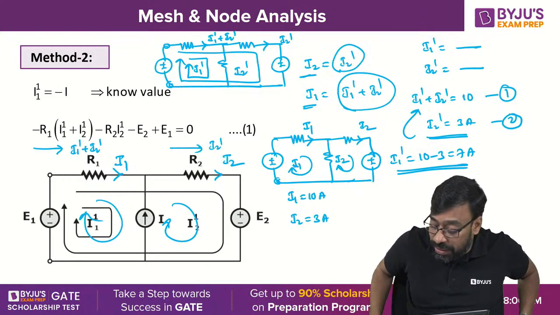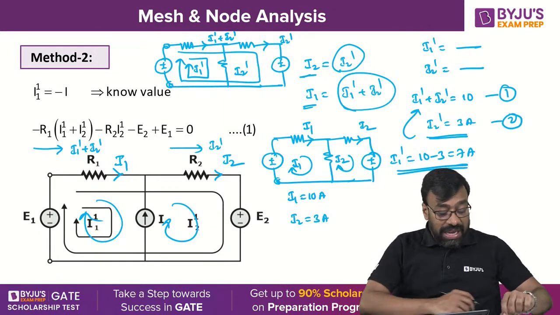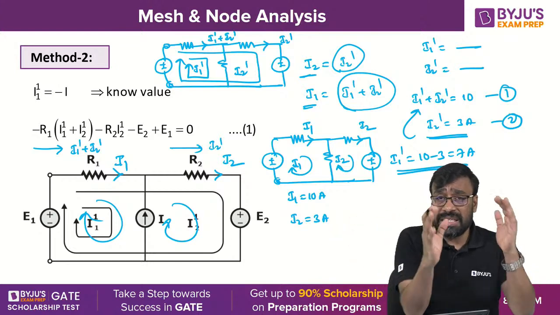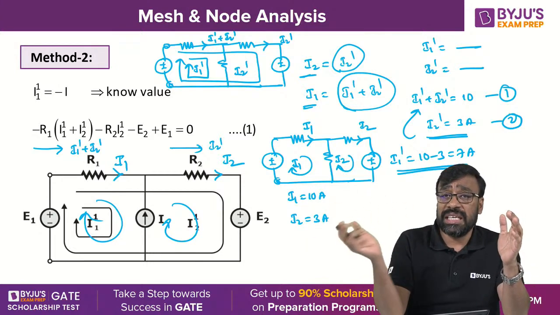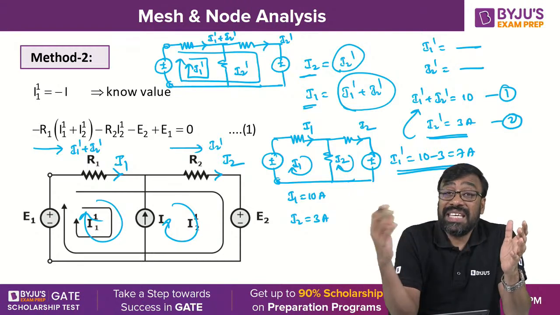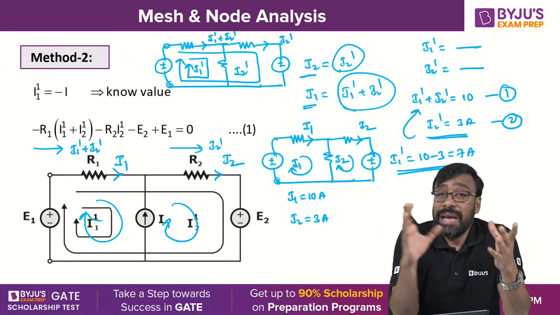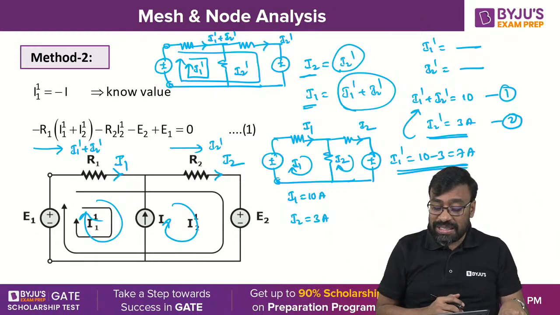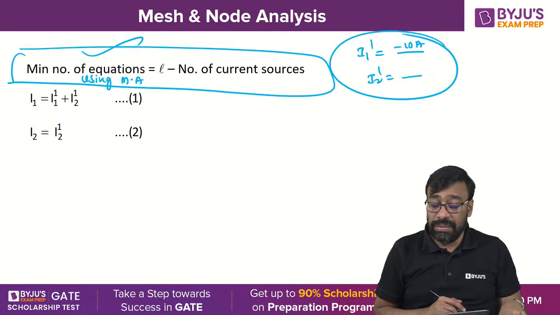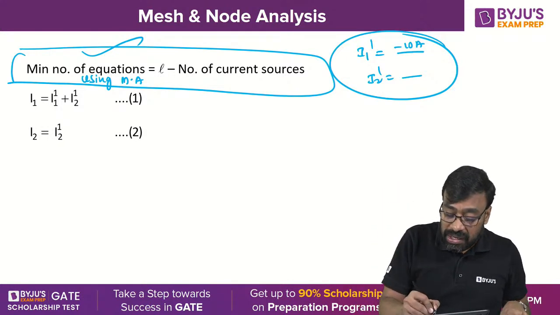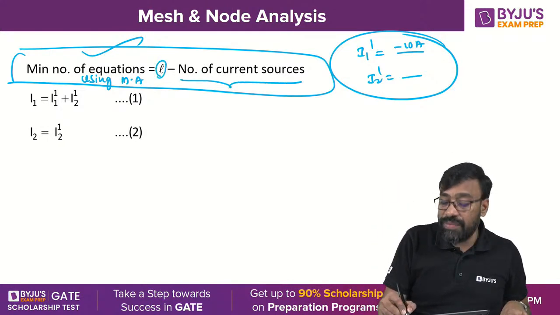So let's speed up, because already we spent enough time on the mesh analysis. But these kind of problems you can expect: giving the same network but changing the loop current selection. In the first circuit, the loop current values will be given, and in the second circuit, the loop current values will be asked. You must be in a position to determine. Super mesh analysis I don't recommend. Always select the loop currents like this. Minimum number of equations using mesh analysis is always what? Number of fundamental loops minus number of current sources.